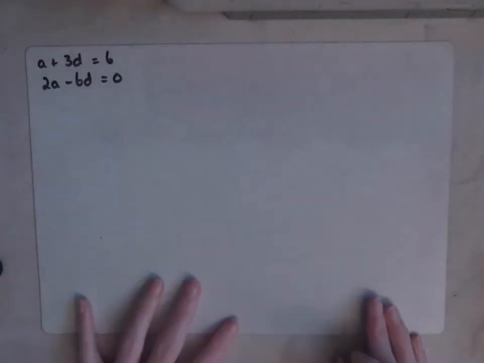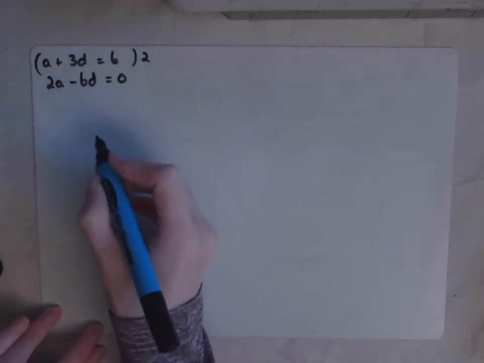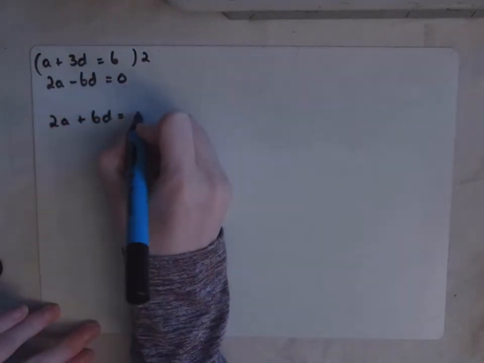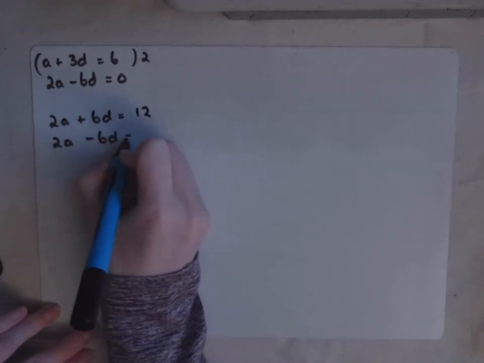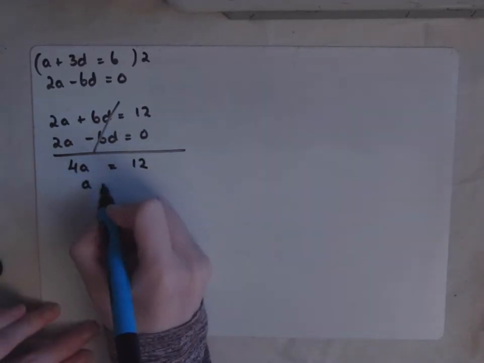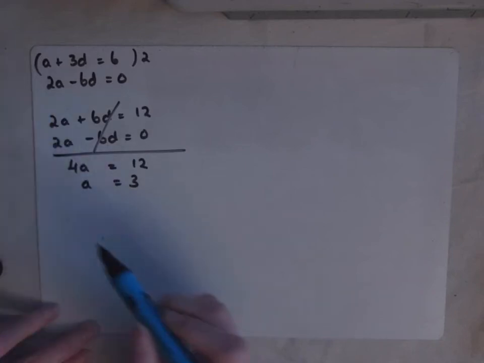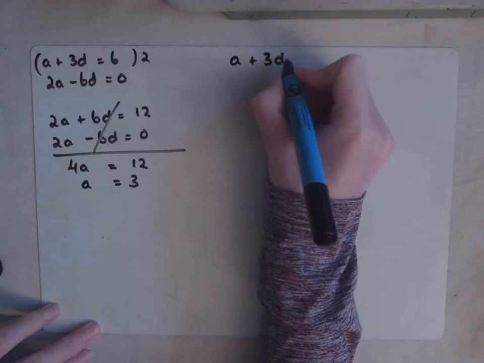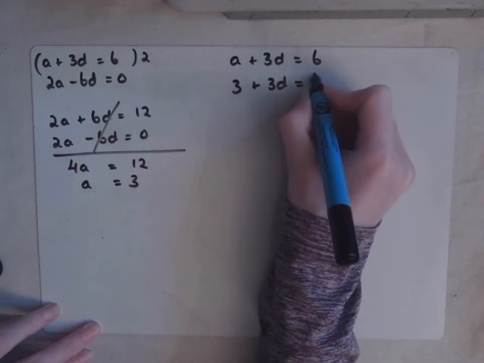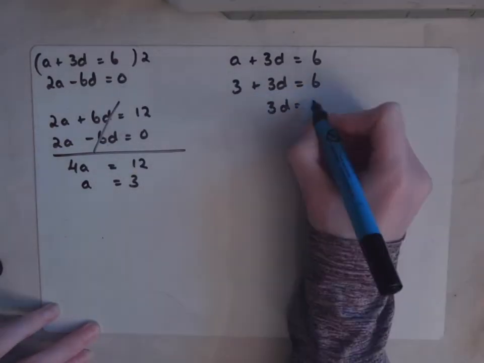Okay. So a plus 3d equals 6 and 2a minus 6d equals 0. So multiplying the top line by 2, I'm going to be able to cancel the d's. So 2a plus 6d is 12, 2a minus 6d is 0, and they cancel. So 4a is equal to 12, a is equal to 3. And then all you're going to do is throw that a in one of those lines. So a plus 3d equals 6, 3 plus 3d is equal to 6. That 3 comes over, becomes a minus. So d is 1.